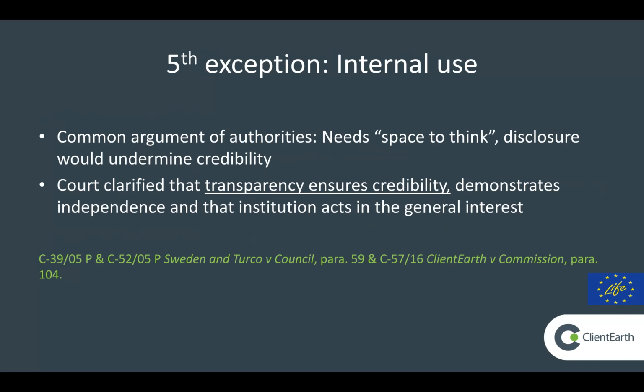Also, in particular, in a case that we had recently concerning the disclosure of draft impact assessments and potentially other drafts, which should now be disclosed prior to publication of a legislative proposal. So have a look at that. It's very useful.